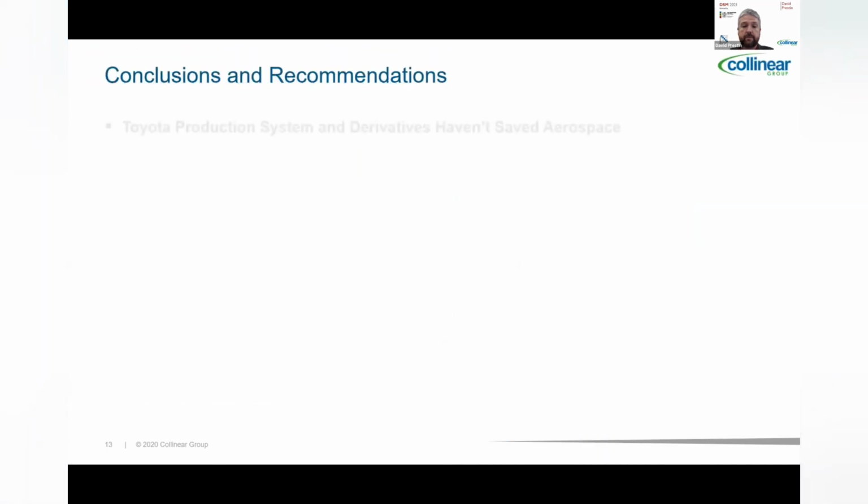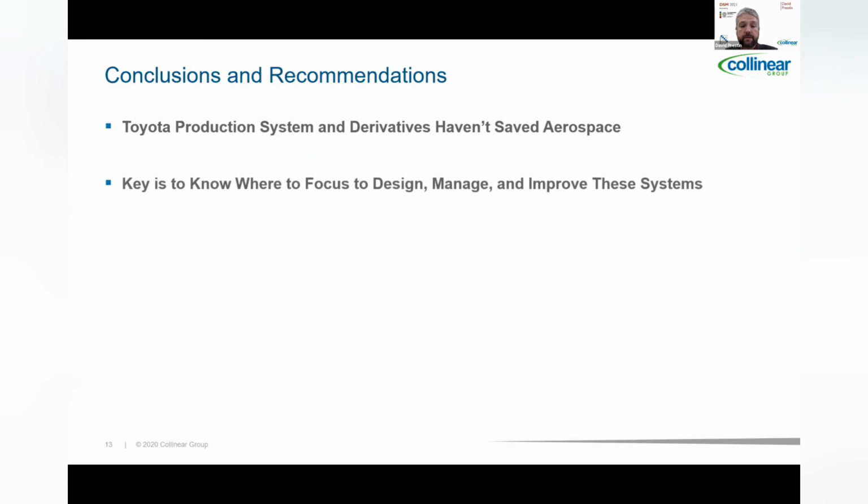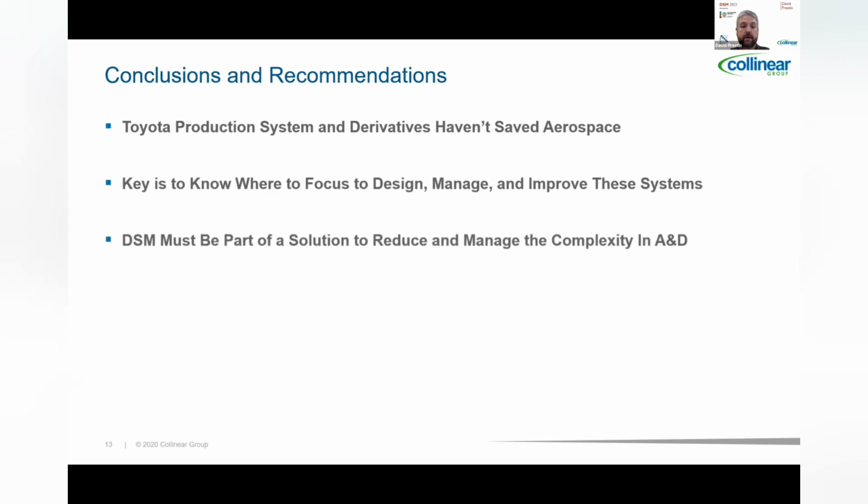So what are our conclusions and recommendations? Well, Lean and Six Sigma, we like to think of them as derivatives of the Toyota production system, and they haven't saved aerospace. They've been essential. They're kind of like table stakes in a poker game. You've got to do them, but if you don't get past that complexity and use technologies like DSM, they won't get you there to complete success and break that curve. The key with these technologies, DSM, network insights, and advanced schedulers, is where to focus, design, manage, and improve these systems. It's all about focus, peering through the complexity.